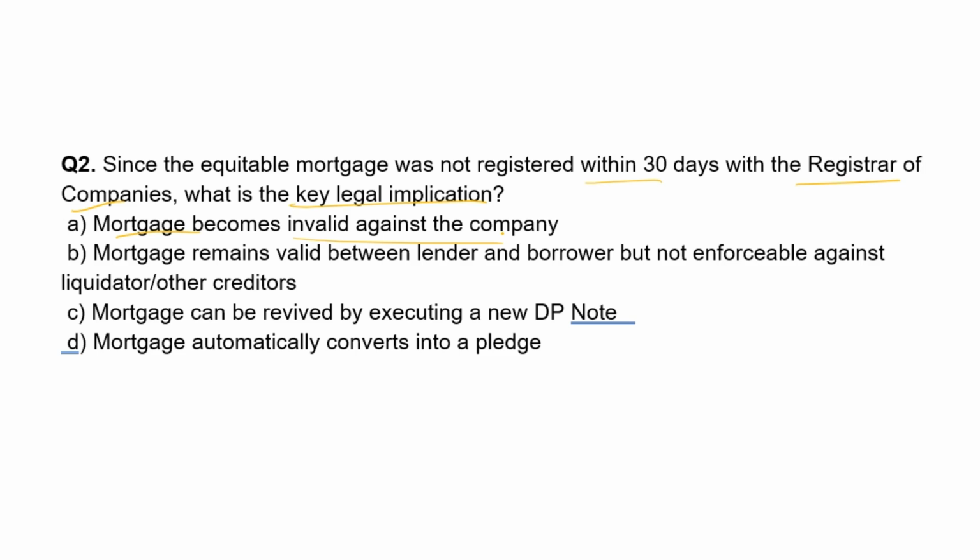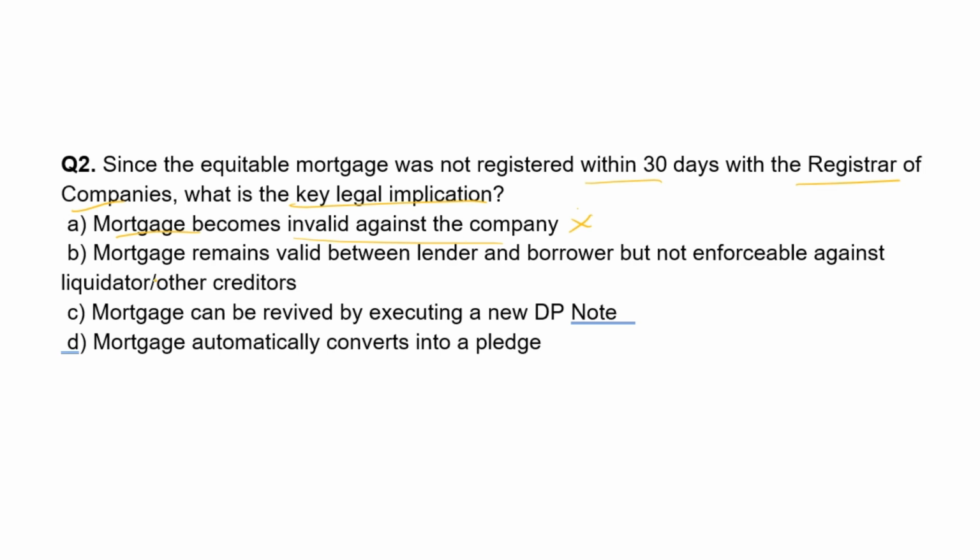Now, why they are saying register with ROC within 30 days is that tomorrow, in case of liquidation, or if someone else, some other bank or financial organization, is claiming right to this property, then the bank which has registered with ROC will have a priority over such other third parties. So for that purpose, basically you have to register. So the mortgage is not invalid if it is properly executed. This is wrong. Against the company, it is still valid.